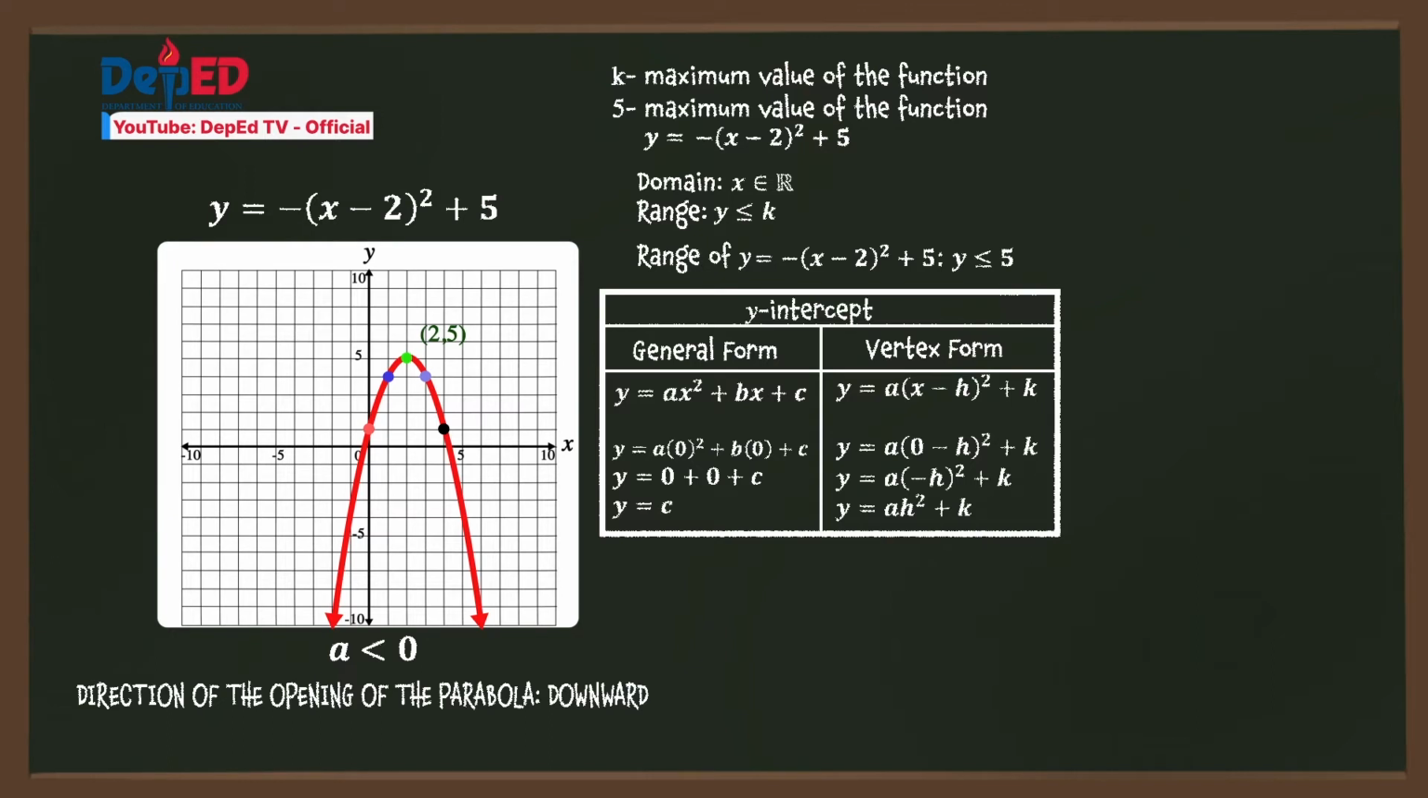In the given function that we rewrote in vertex form, its y-intercept is equal to the negative of the square of 2 plus 5, equals negative 4 plus 5, equals 1. And this is equal to the constant term in the general form of the function.